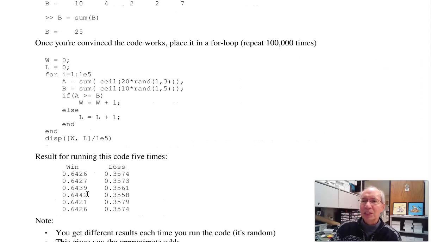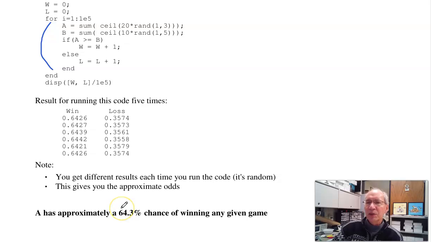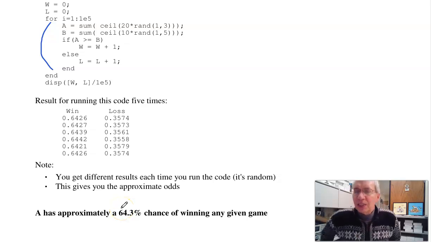In Matlab, I can put that in the script window and play the game 100,000 times. That's your for loop. So here A rolls the dice, B rolls the dice. Whoever has the highest score wins. A wins on ties. That's one game. Now repeat 100,000 times. When I do that, the odds of A winning is roughly the number of times A won divided by 100,000. So when I run this, I get a different answer every time. It's random, but it's always right around 64.2, 64.3%. So that tells you roughly what the odds are. A's got roughly a 64.3% chance of winning.